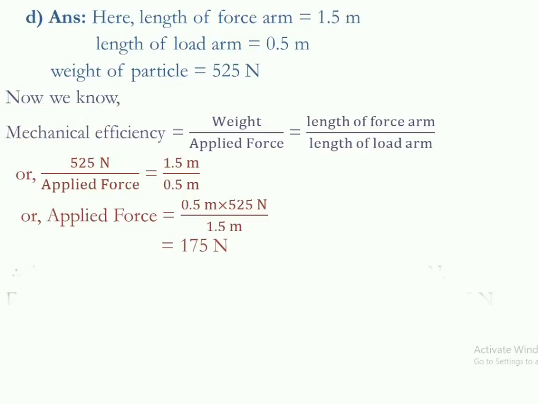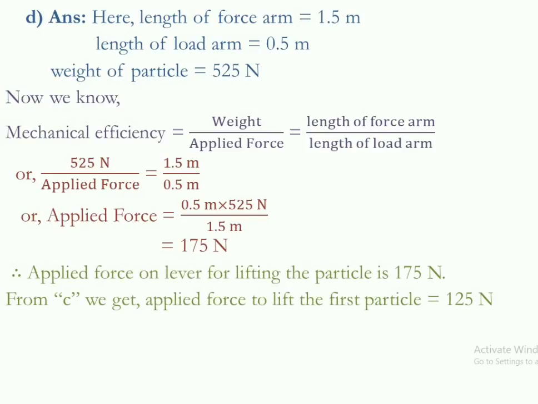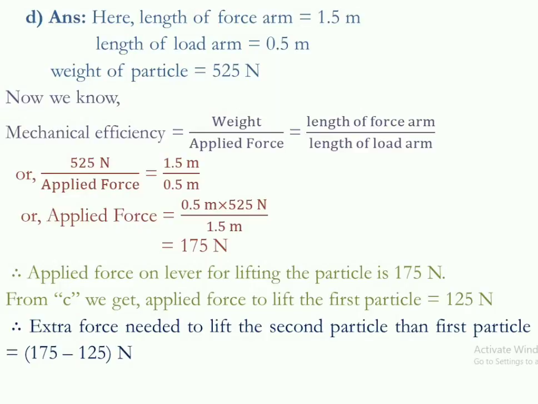So to lift the second particle, it is 175 Newton, and earlier in C we got the answer of how much force we need to lift the first particle. To lift the first particle, we need 125 Newton. So here the difference gives the answer of how much extra force we need to lift the second particle, that is 175 minus 125 Newton, and it becomes 50 Newton. That is the answer: we need 50 Newton of extra force to lift the second particle than the previous one.